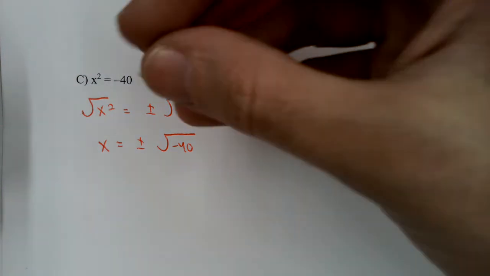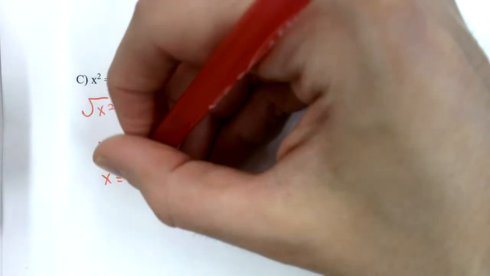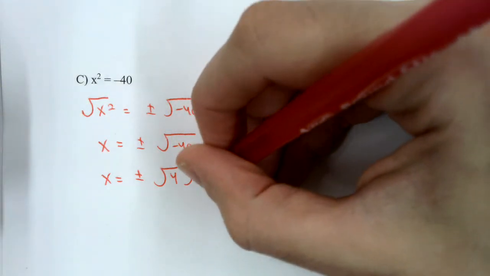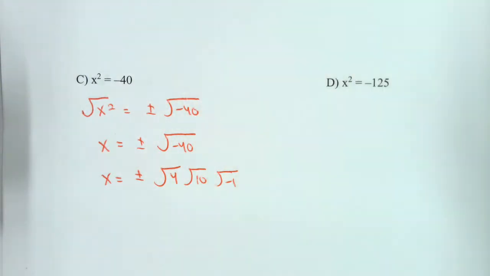So 4 is a number that's a factor of 40. So check this out. I'm going to write square root of 4, then I'm going to put square root of 10, and I'll put square root of negative 1 like that. Okay?